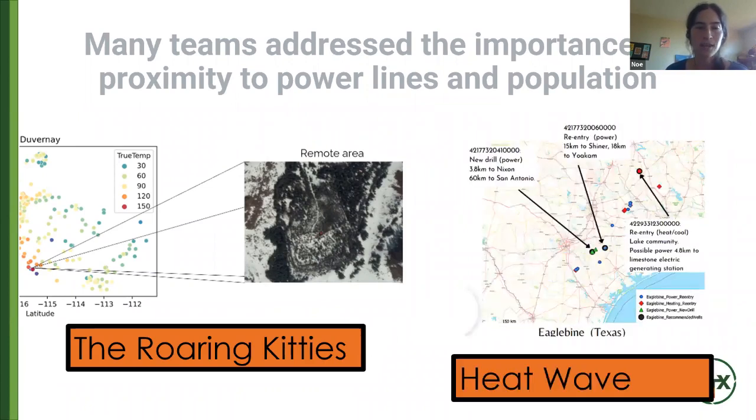So the roaring kitties, for example, showed here that there was a well that was really hot, and then they even provided a nice image which really illustrated that, showing how remote it was, and maybe that's not a good idea to develop it further. Heat wave also even calculated the distance to power stations and the distance to population center. So that was great, excellent job on the mapping for the heat wave team of those maps.